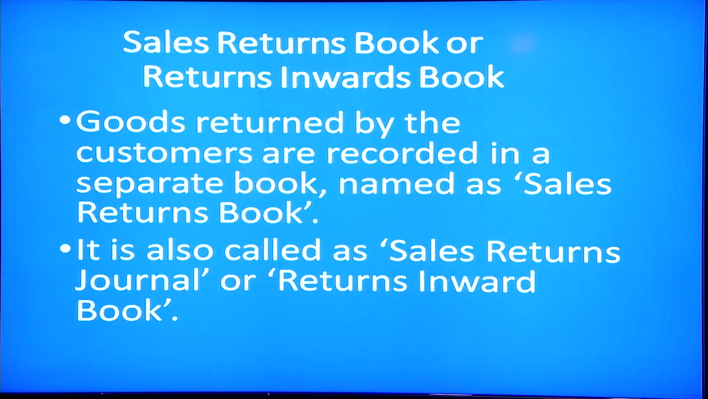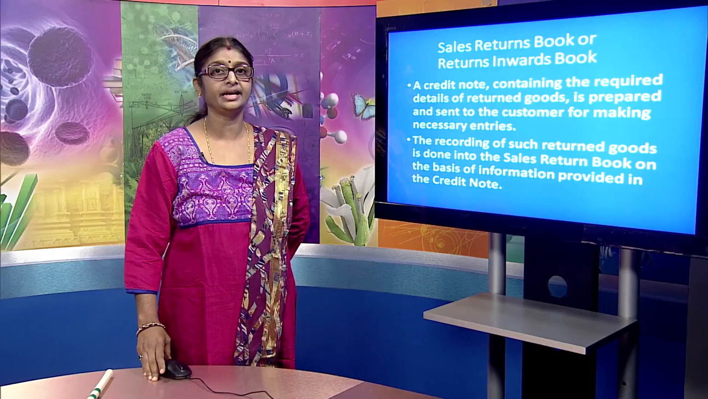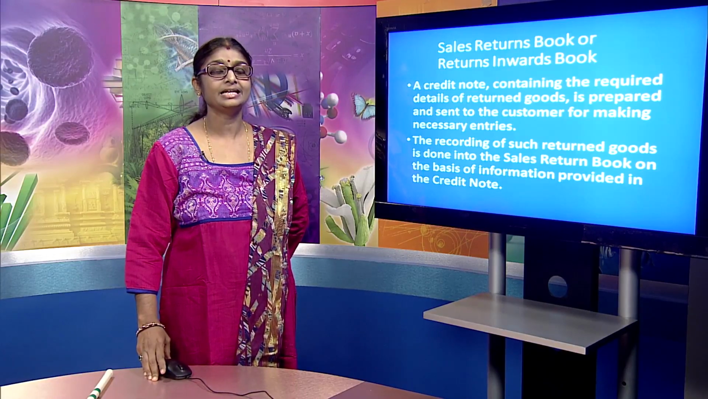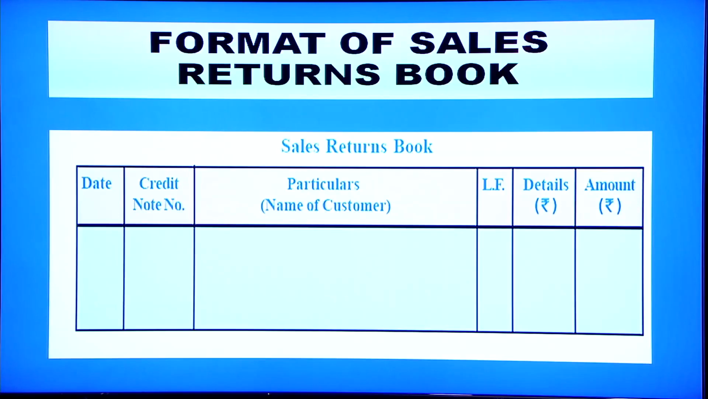Next, we can study the sales returns book. It is otherwise known as returns inward book. Goods returned by the customers are recorded in a separate book called sales returns book. A credit note containing the required details of returned goods is prepared and sent to the customer for making necessary entries. The recording of such returned goods is done into the sales returns book on the basis of information provided in the credit note. Here is the format of sales returns book with date, credit note number, particulars, ledger folio, details and amount columns.